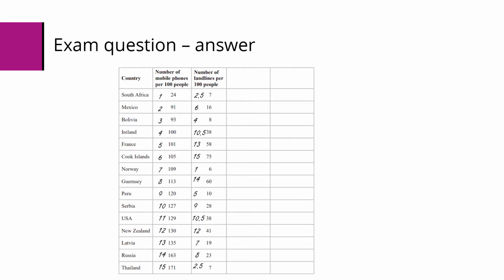So the next column you want to use is the difference between those, just simply taking them away. So for that top one, South Africa, sorry, 2.5, take away 1 is 1.5. Mexico will be 6, take away 2, and so on. And you'll see that some of them are negative. Norway, for example, 1, take away 7 is negative 6.